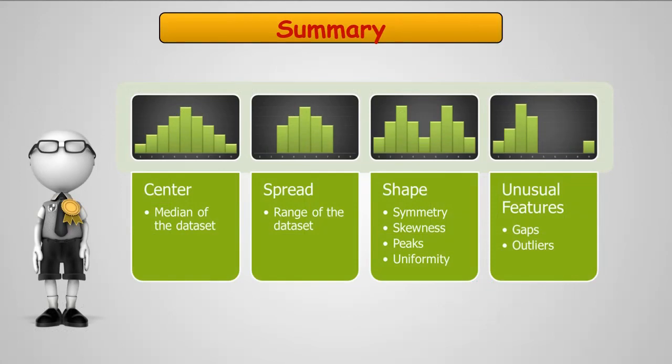So in summary, we're going to identify the center of our data, the median of our data set, using graphics. We can identify the spread, which will show us the range of the data. And through the shape, we can identify its symmetry, skewness, the number of peaks, and the uniformity of the data. And we can also spot unusual features, including gaps and outliers.